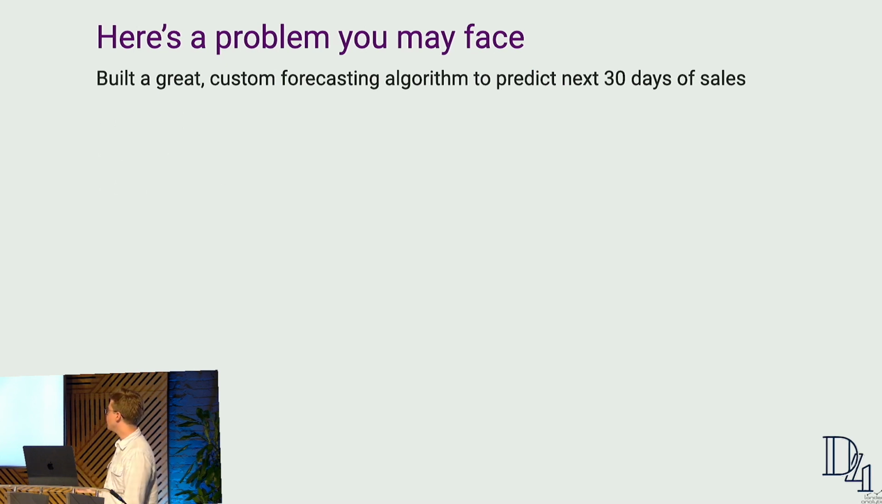So here's a problem you may face. Imagine that you just built a great custom forecasting algorithm to predict the next 30 days of sales. You've already done all the hard work. And like Jared said in the last talk, this is pretty in-depth, right? There are many different steps to this, ones you're probably familiar with as a data scientist. The first being sourcing your data, hitting APIs, going out to the outside world, getting data from where you need it. Cleaning that data. That's often 80, 90, 95% of your work as a data scientist.